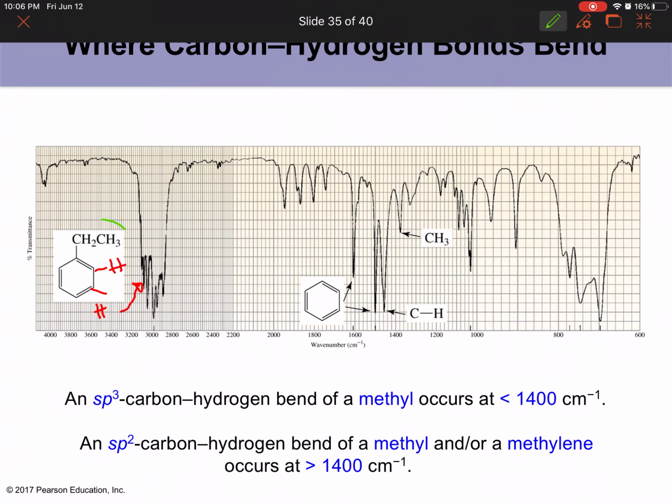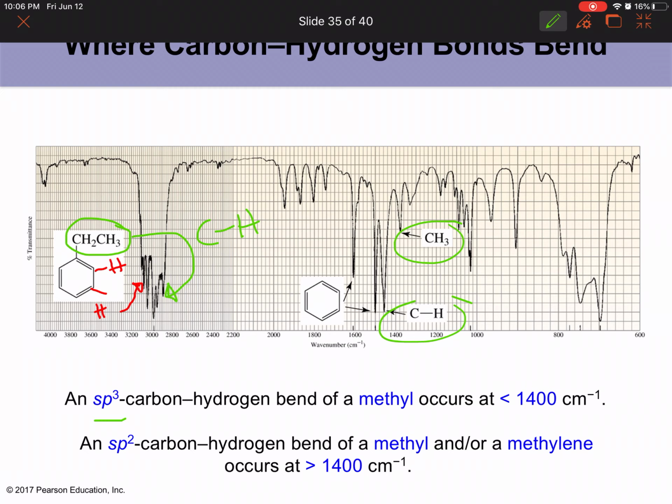And then these hydrogens, they are attached to an sp3 carbon. There could be these peaks below 3000, carbon hydrogen stretching frequencies. And these ones over here are going to be bending vibrations.